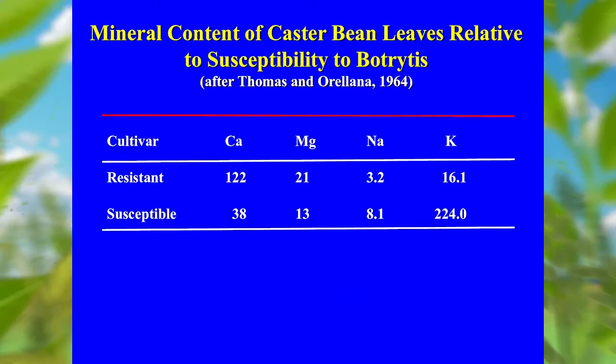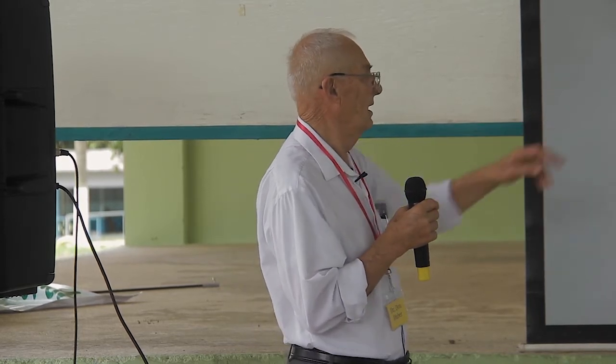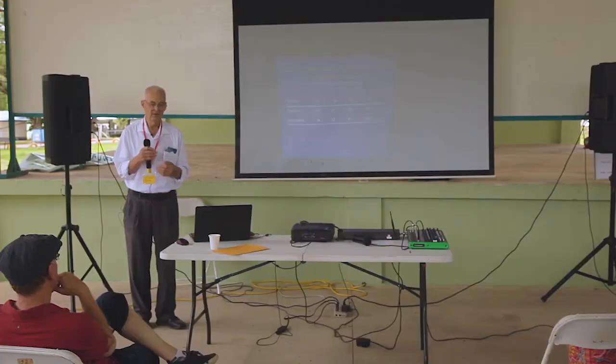Again, you can look at the difference in nutrient levels in susceptible and resistant plants. This is with castor bean, and relative to botrytis infection, you can see that the resistant plant has a very high level of calcium. When you have high calcium, you quite often also have low potassium, but that high calcium is involved in binding the pectin and cellulosic materials in the cell wall, so that it's hard for the pathogen to penetrate and it's more resistant to the extracellular enzymes. The susceptible plant has a very low level of calcium, so the cell wall isn't nearly as protective.